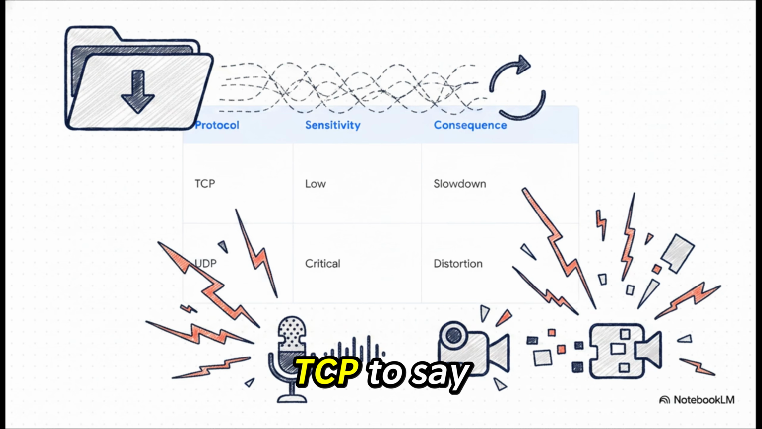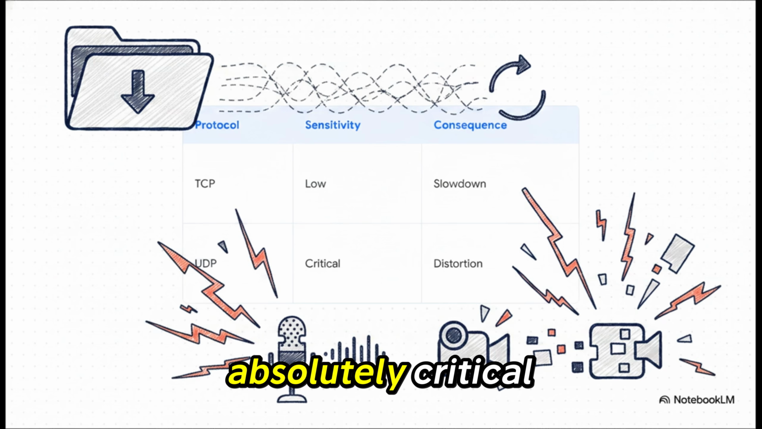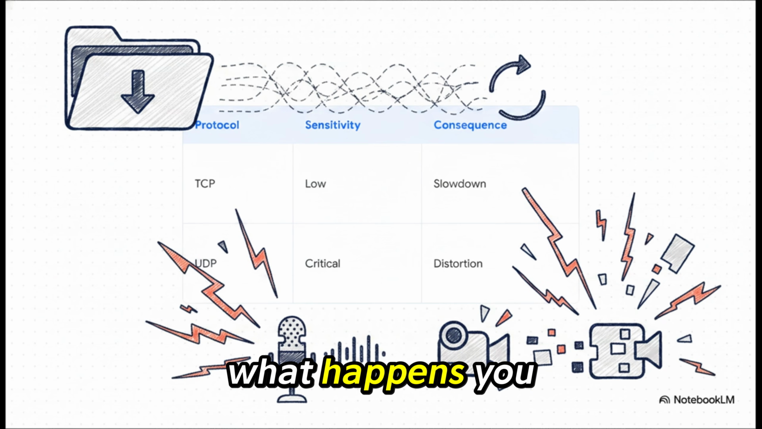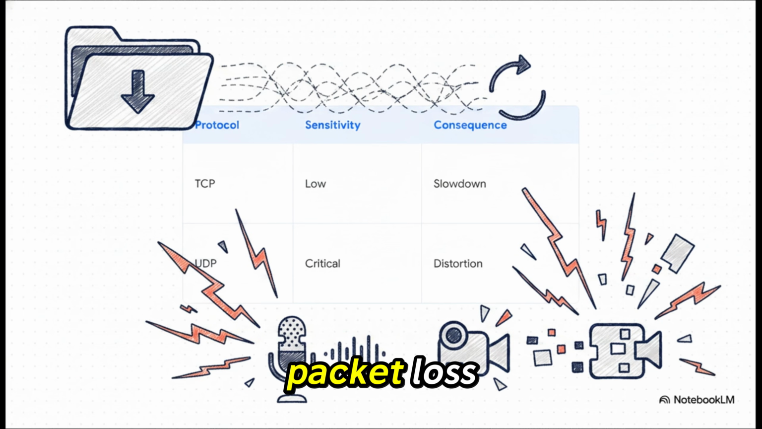If you're using TCP to, say, download a file, the sensitivity is pretty low. The system kind of corrects itself and you just experience a general, annoying slowdown. No big deal. But for UDP, like when you're on a live video stream or a VoIP call, the sensitivity is absolutely critical. The system literally doesn't have time to correct errors fast enough, and what happens? You get audio distortion, video stuttering, dropped frames, and total packet loss.